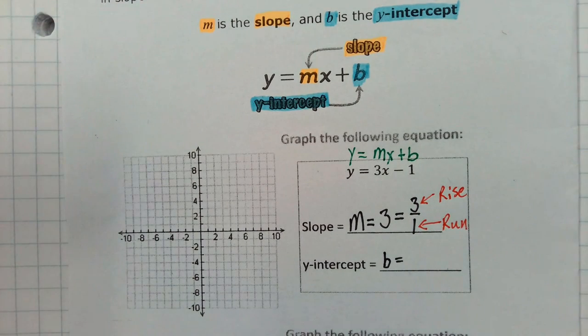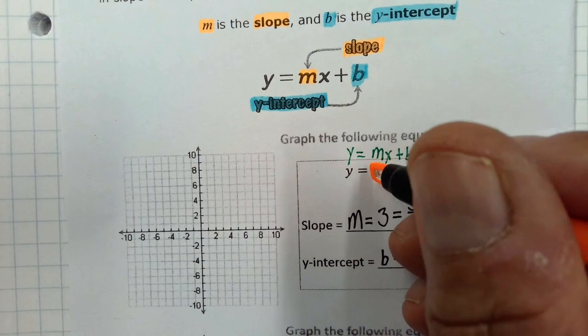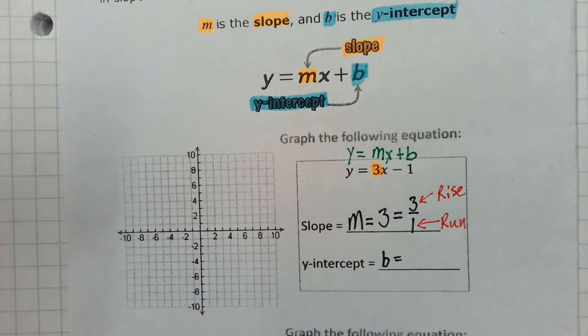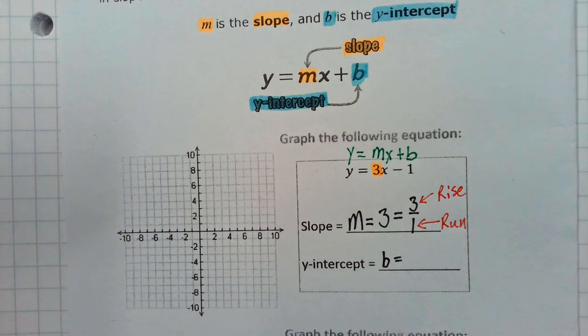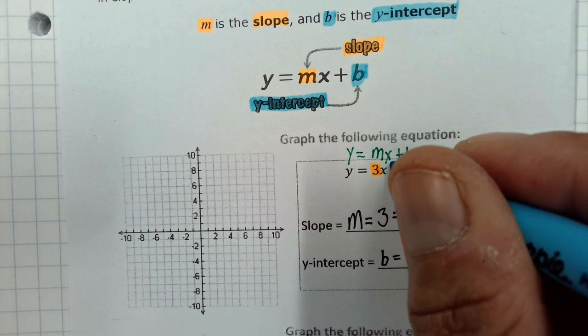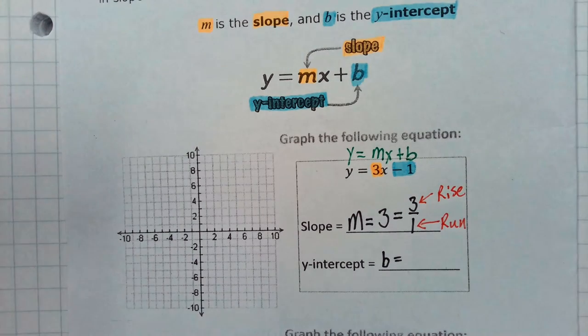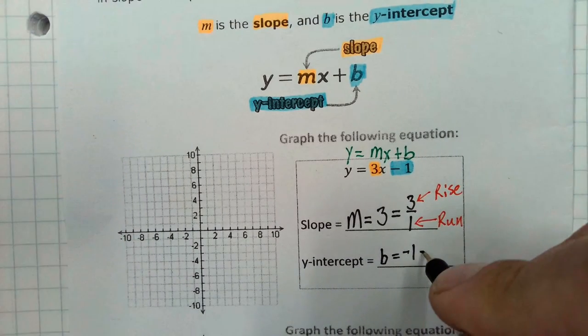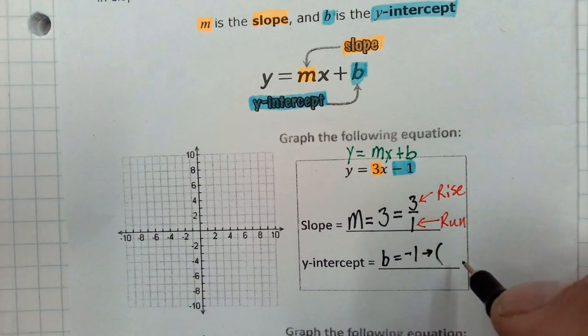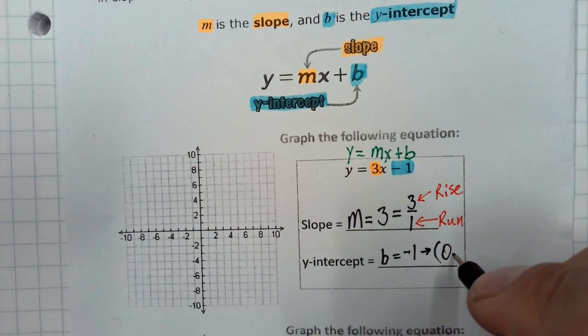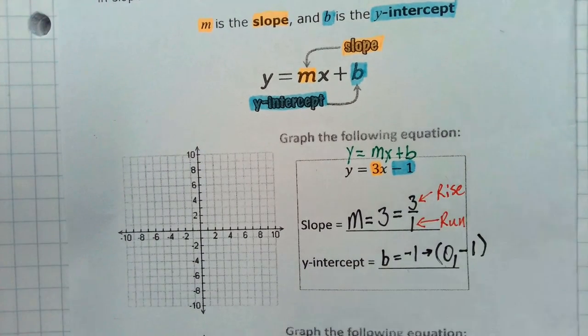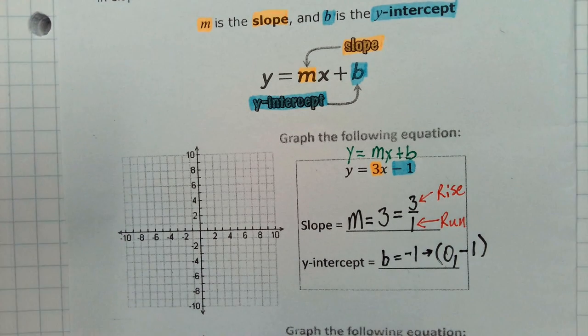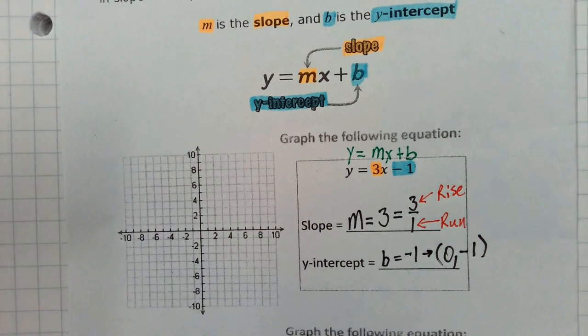So let me use these highlighters again. I already got the slope, 3. The y-intercept, it's either positive or negative. And it takes that from whatever's in front. If it's a minus, it's a negative 1 in this case. If it's a plus, it's a positive 1. So in this case, it's a negative 1. So what that tells me is this line is going to cross the y-axis at this coordinate. 0, negative 1. I know for sure that's 1 point that's on the line.